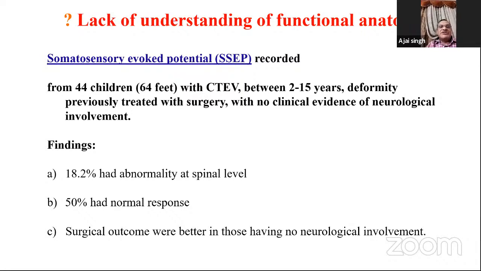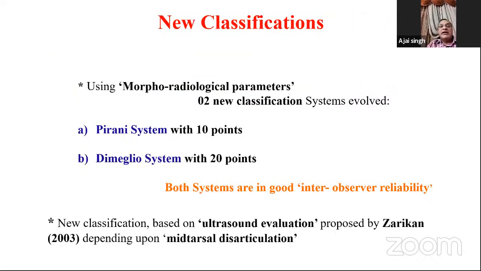In a study in which somatosensory evoked potential was recorded from 44 children with 64 feet with CTEV, between 2 years and 15 years of age, who were previously treated with surgery, they found that 18% had abnormality at the spinal level, 50% had a normal response, and the surgical outcome was better in those having no neurological involvement. It is a very important finding that about 18% of these patients have spinal involvement.